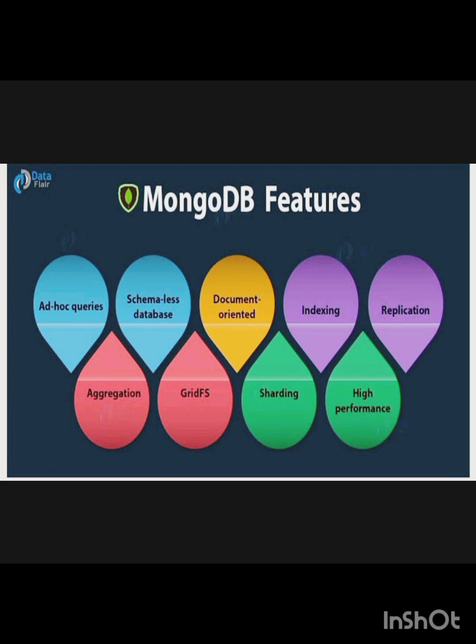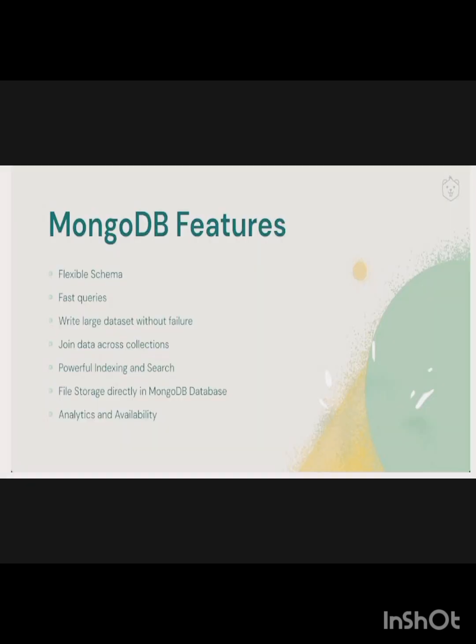It is a NoSQL database written in C++. It provides high performance. It stores files of any size easily without complicating your stack. And last but not the least, it is easy to administer in case of failures. And it has flexible schema, fast queries. It writes large data sets without failure. It joins data across collections, and it has powerful indexing and search. It has file storage directly in the MongoDB database, and it has the best analytics and availability.